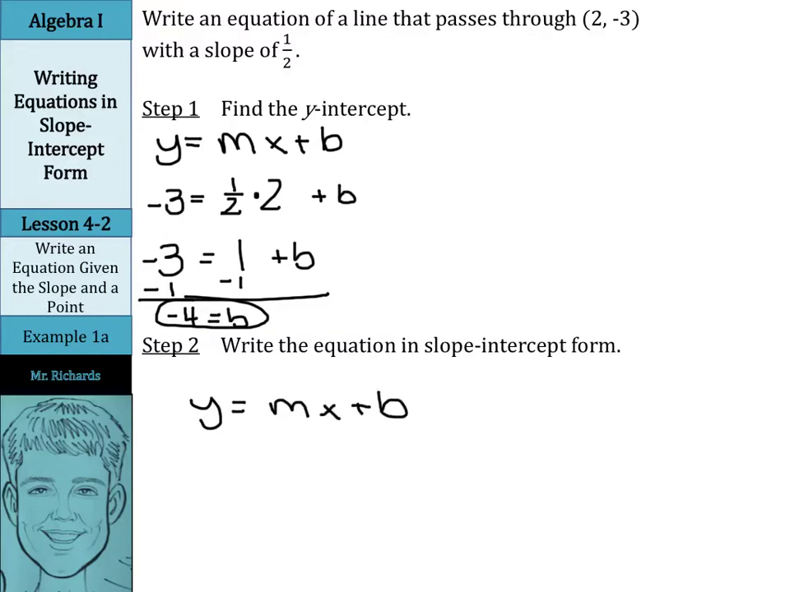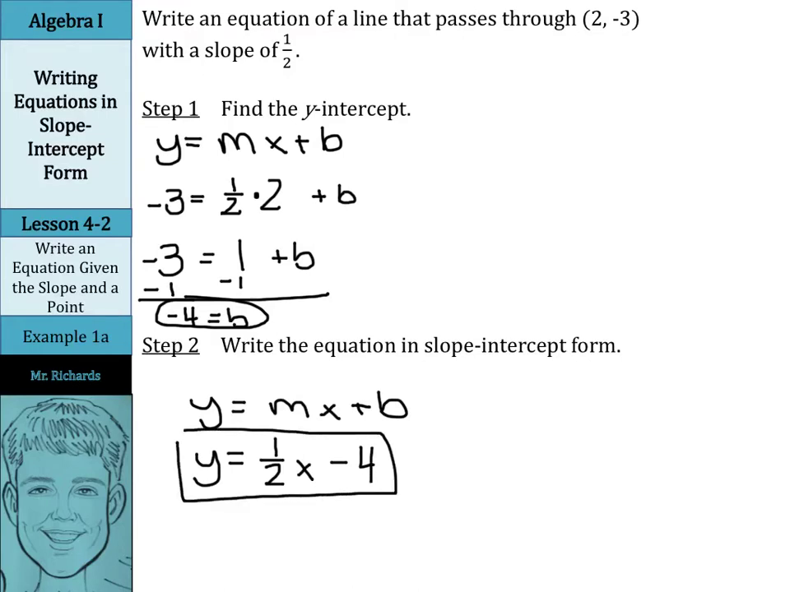Now that we have the y-intercept, we can write our equation of the line, y equals mx plus b. We know our slope, so we can put in 1/2 for m. And we know our y-intercept is -4, so we could write plus -4 or just -4. And that's the equation of the line in slope-intercept form. So first, use your point and your slope and substitute in to solve for b. Then use that b and the slope you're given to write the equation of the line.